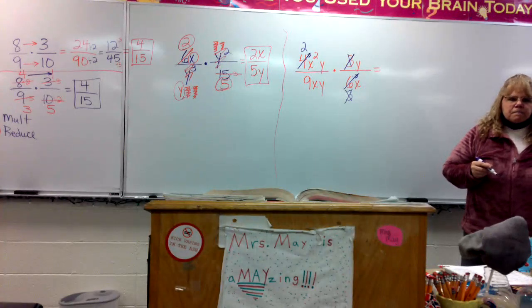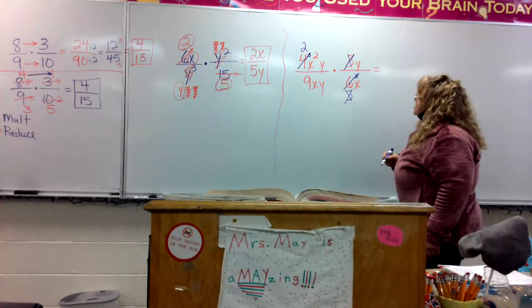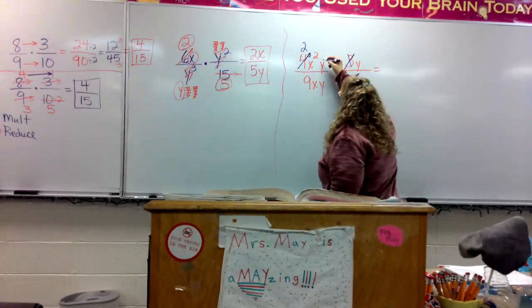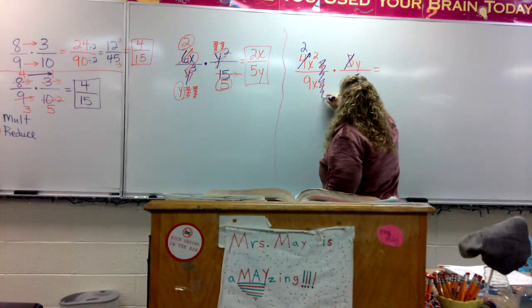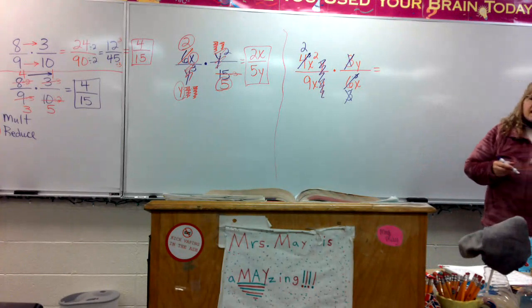Good so far? Now the letters. What can we do with the letters? Well, I have a y over a y right here. Y over y is 1. Cross it off. What else?